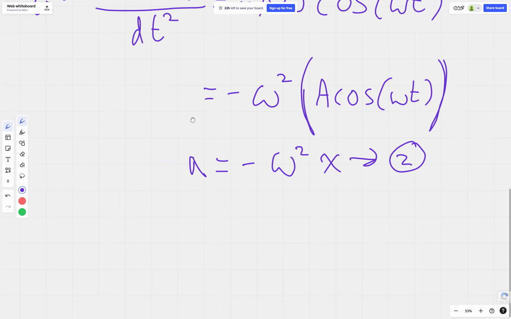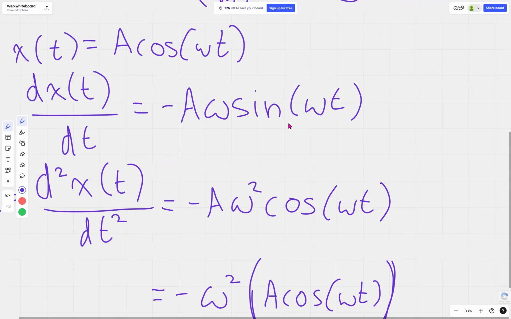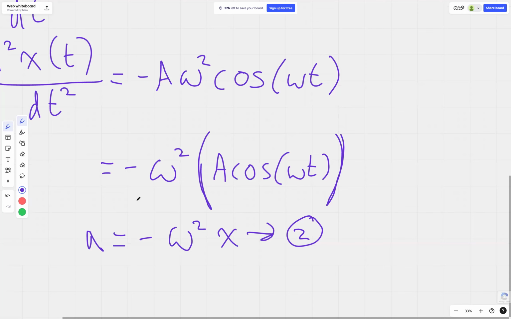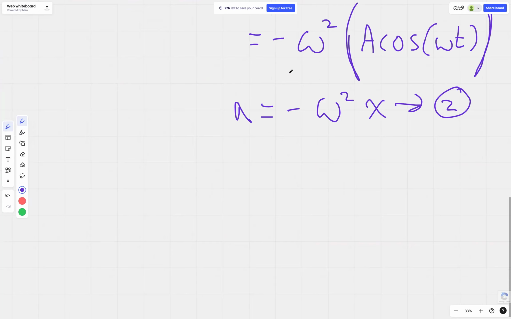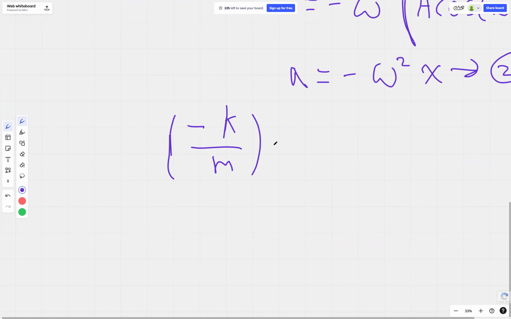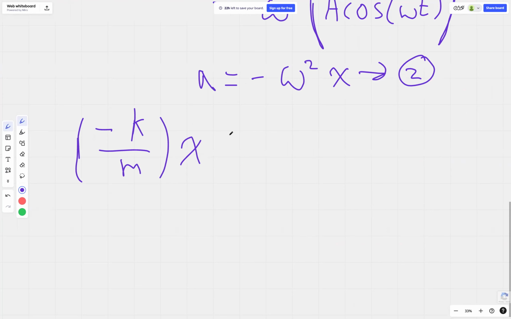And now we notice from equation 1 and equation 2 that both of them are equations for a. So now what we can do is equate them to each other. So, equating equations 1 and 2, minus k over m x is equal to minus omega squared x.